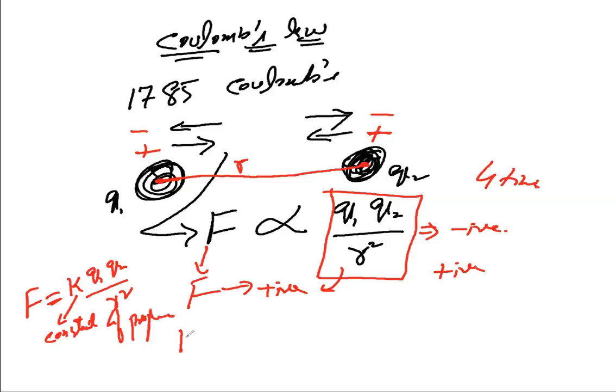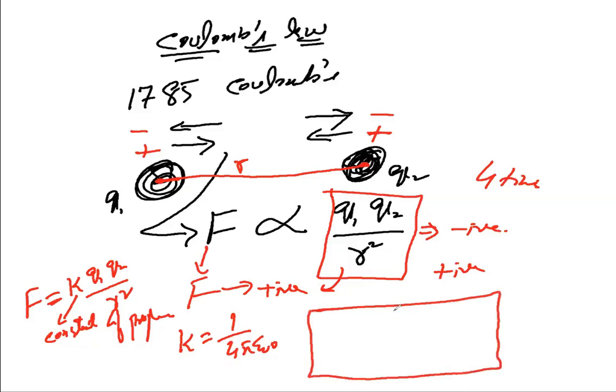And your K value is equal to 1 divided by 4 pi epsilon naught, epsilon naught in case of vacuum. But if you are using some sort of medium, like you place your charges in water, then 4 pi epsilon, where this epsilon is equal to epsilon r, which is the relative permittivity, times epsilon naught.